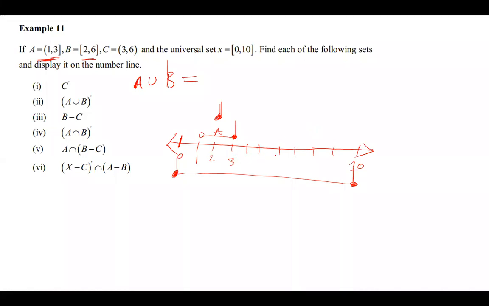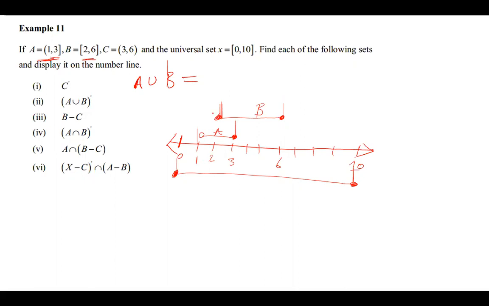So this is 3, 4, 5, 6. So 6 is somewhere there. So it's also closed at 6. Then we join the two lines. So now to find the union of set A and set B, you simply get the first number and the last number when you combine the two sets, because you know that the union of two sets is simply the addition of the two sets.